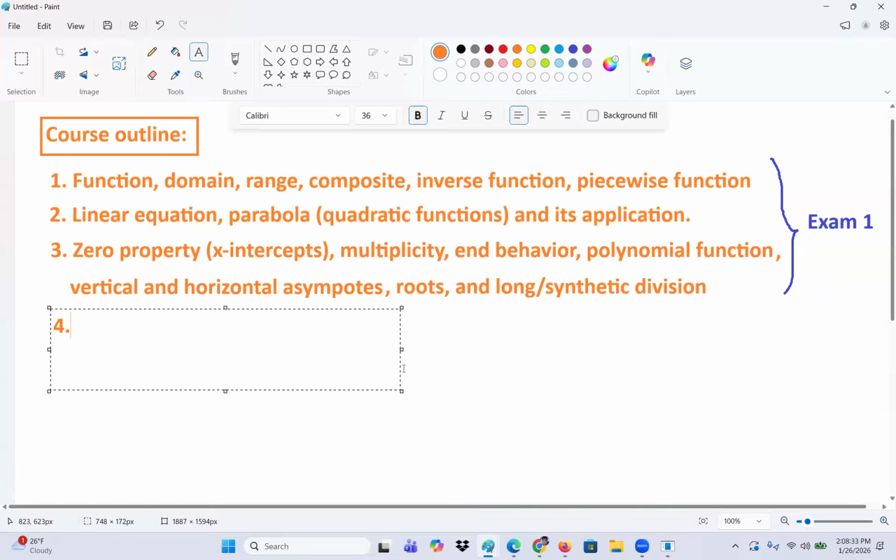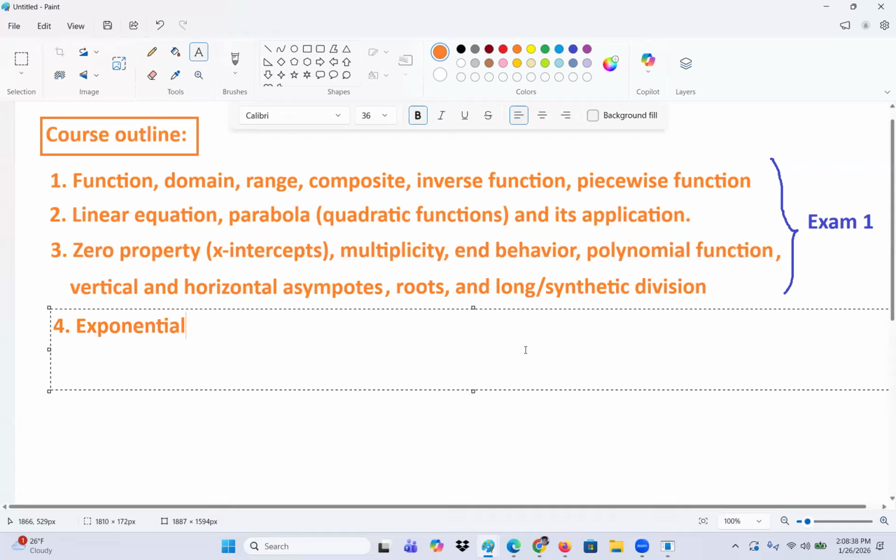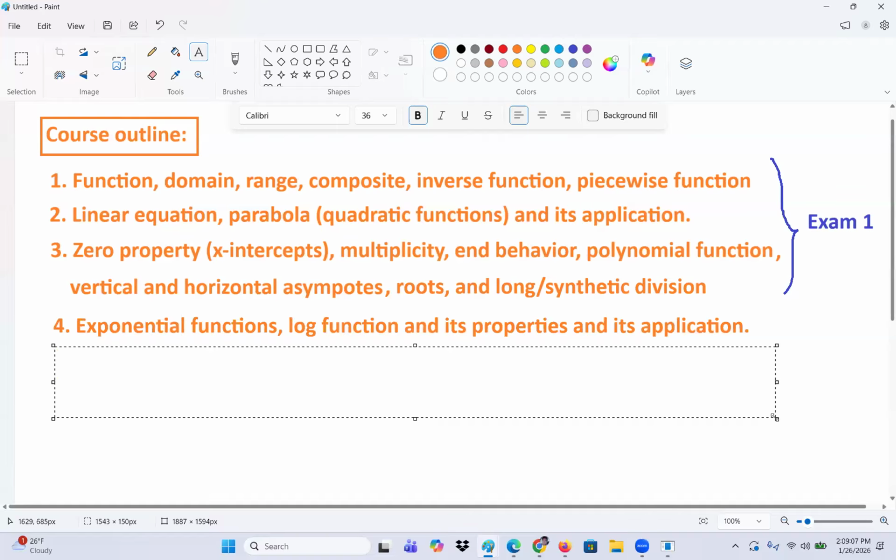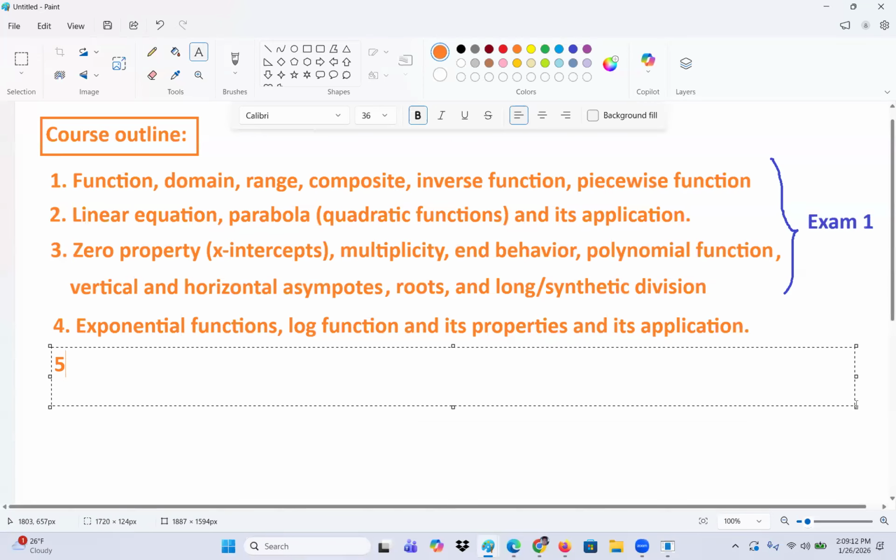And then after that, when it comes to the second exam, we're going to learn about the exponential function. This is one of the things that we have a lot of application along the way, then log functions. It is very important, and its properties and its application. So that one is going to be a big part of the exam, and we're going to spend a lot of time on it.